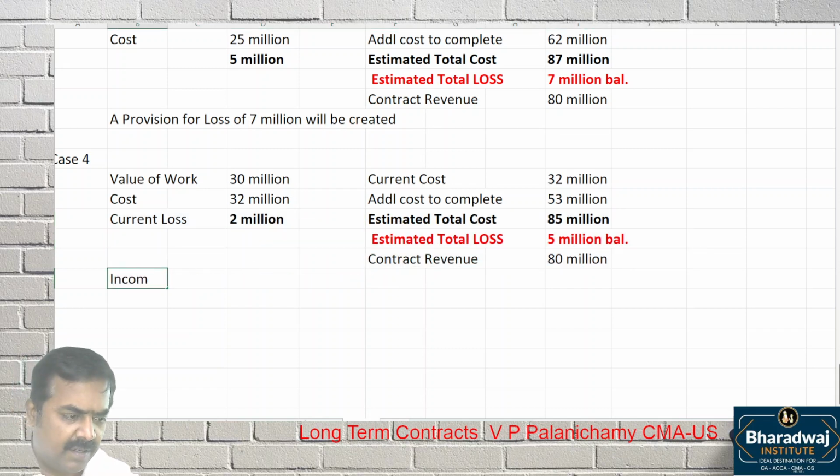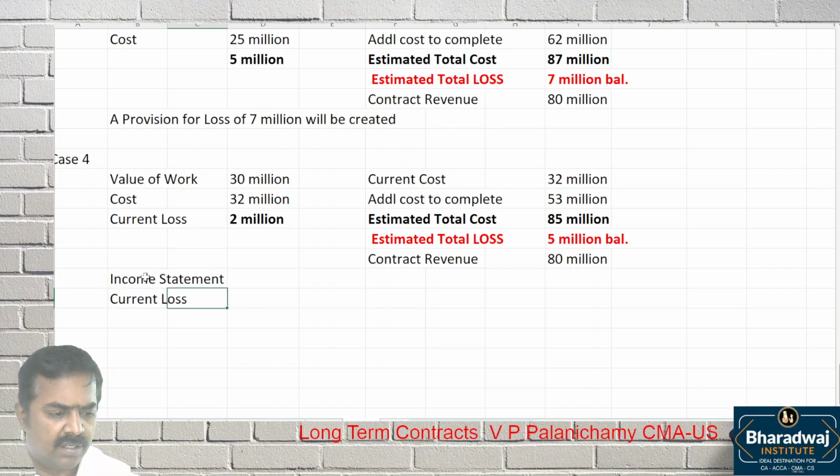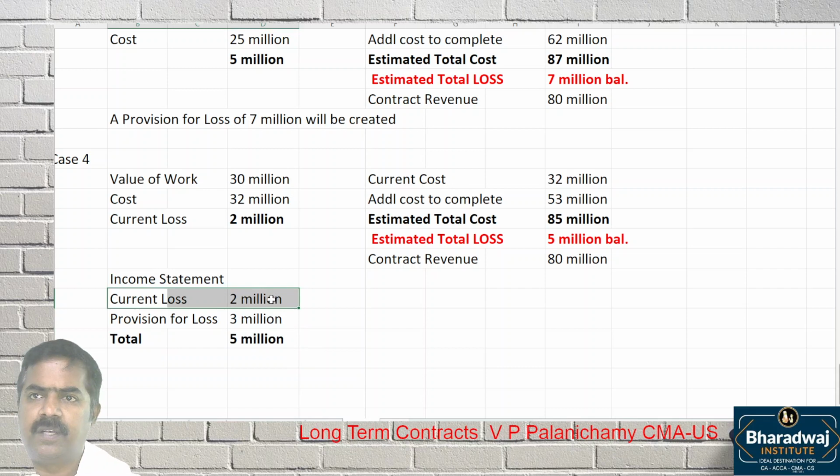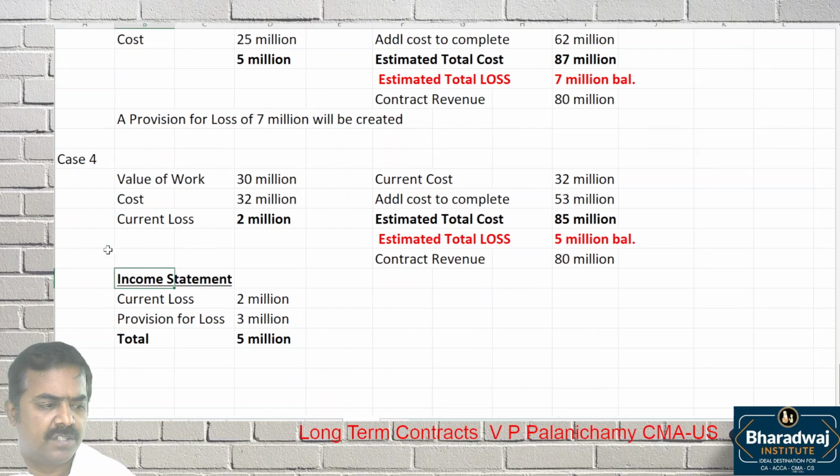So in the income statement, current loss, how much will be reported? 2 million will be reported. Estimated loss, how much? 3 million, for which provision will be created. Total, how much? 5 million. Or you can call it as provision for loss. Clear? Total loss is 5 million. In that, how much is recognized in the current period? 2 million. Provision for loss like that, we will create what? 3 million. In which one? Income statement. This is case number 4.